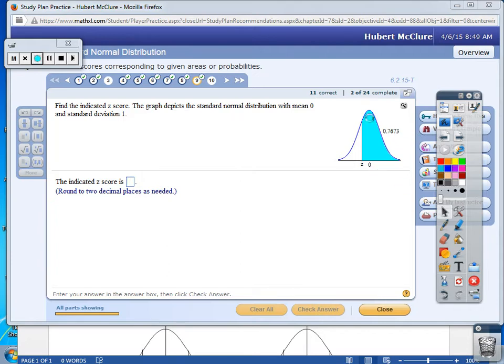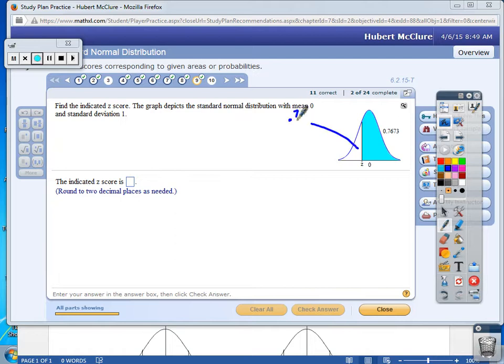0.7673. Now what's wrong with this one? It's shaded to the right. So this is greater than. So you've got to find the area to the left that corresponds with the right score of 0.7673. So somebody take your handy dandy calculator and take 1 minus 0.7673 and tell me what you get. 0.2327.